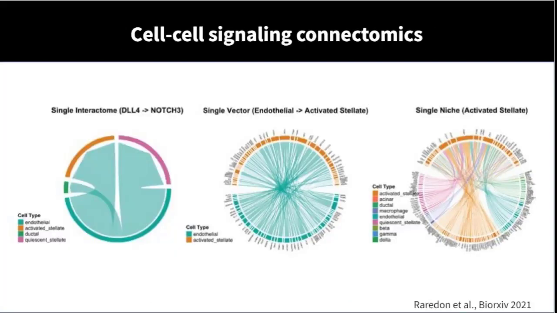So in thinking about cell-cell connectomics, traditionally people just take single-cell RNA-seq data or bulk RNA-seq data. They look at the expression of ligands and receptors in each cell type and then connect them together. You can do this by looking at a single interaction, or a single cell type pair in which ligands and receptors are connecting these two cell types, versus looking at a single niche, so which other cell types are signaling to a single cell type, such as activated satellite cells highlighted here.